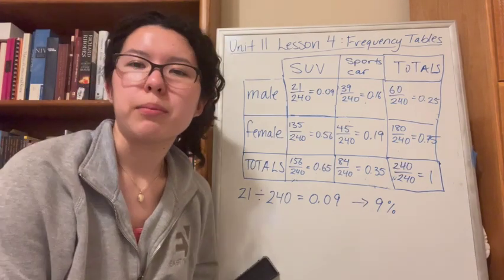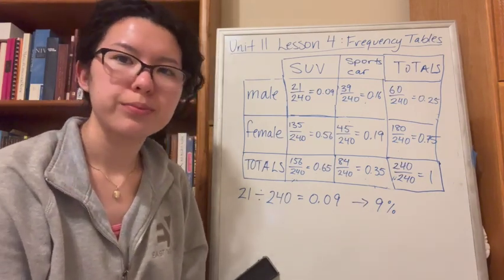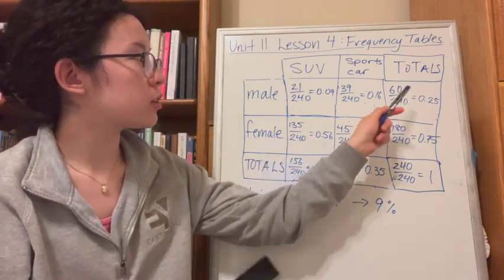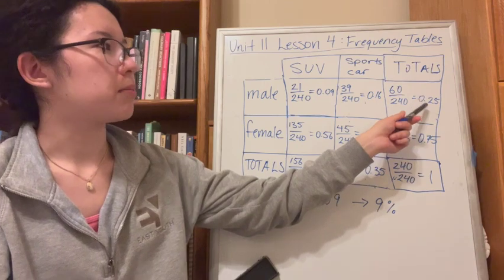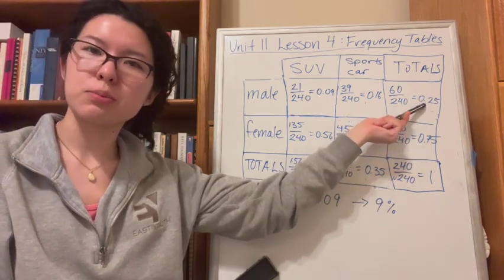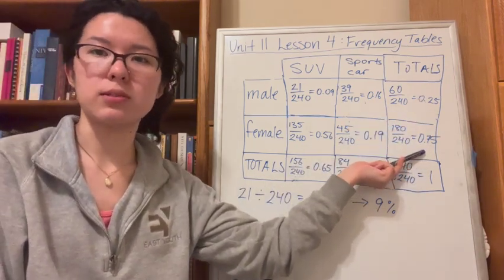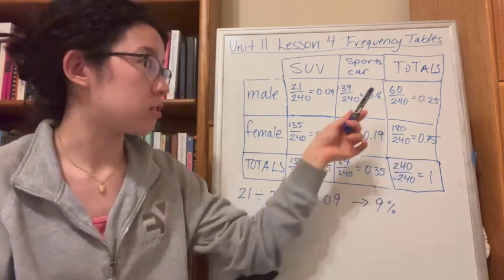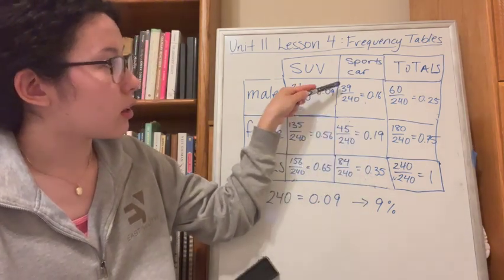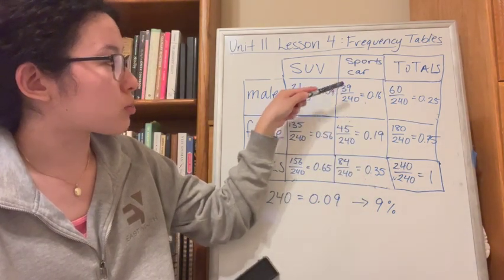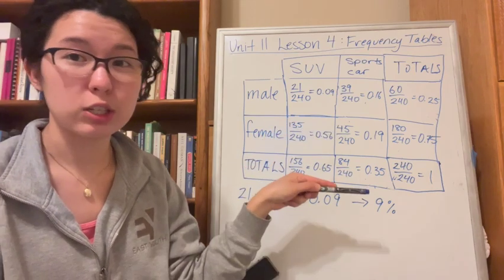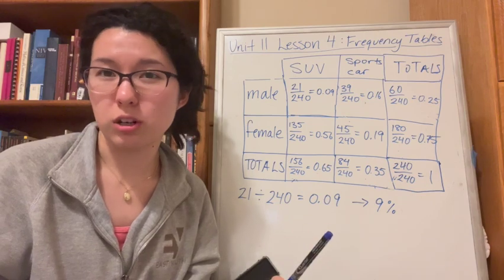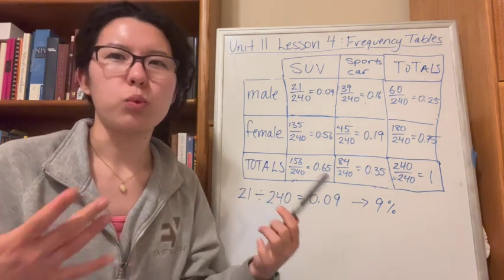Once we've done all of that math, we get some really interesting information. One of the first things that stands out to me when I look at this is that under the totals of male and female, we see that males only make up 25% of the responders, whereas females make up 75% of the responders. So even if we look at the answer totals and see, okay, 39 men like sports cars and 45 women like sports cars, that doesn't mean that women in general like sports cars more. It just means that more women answered.